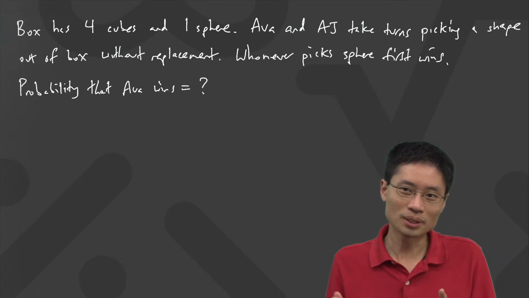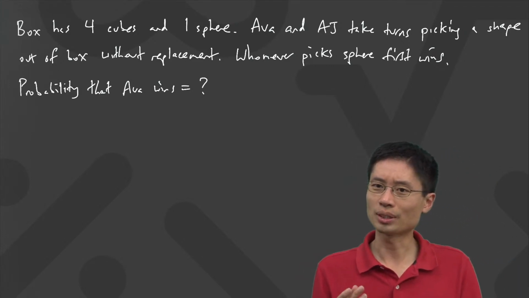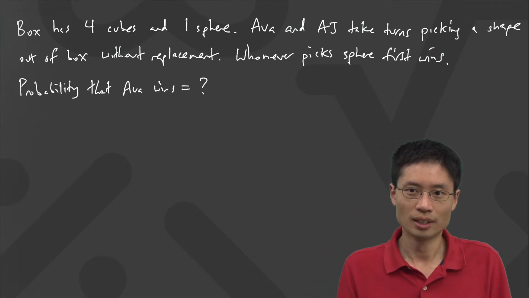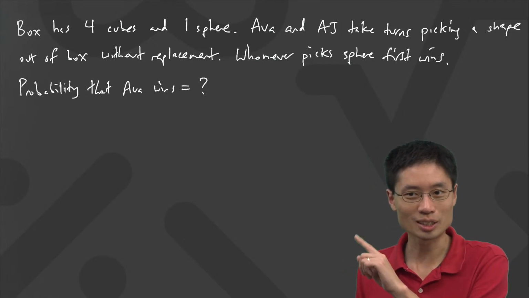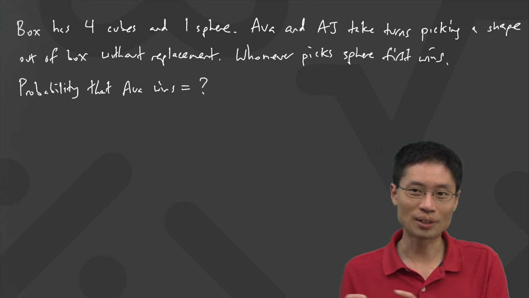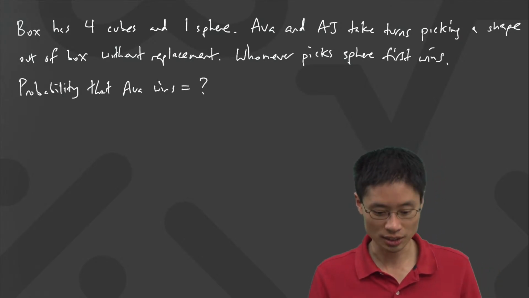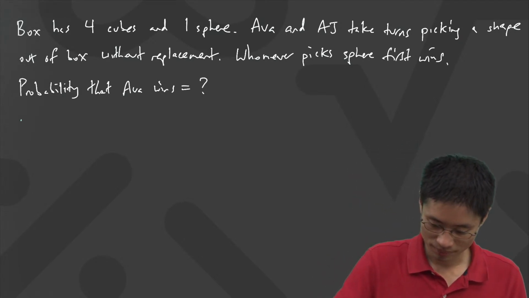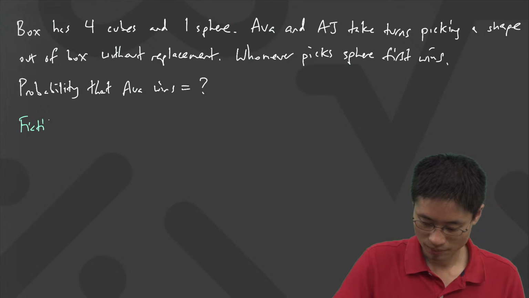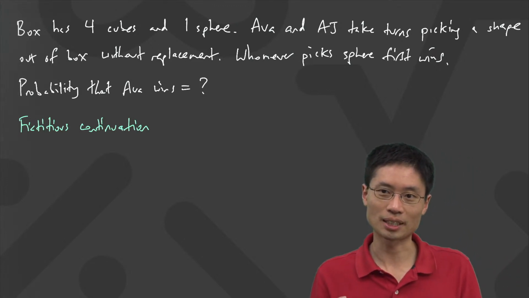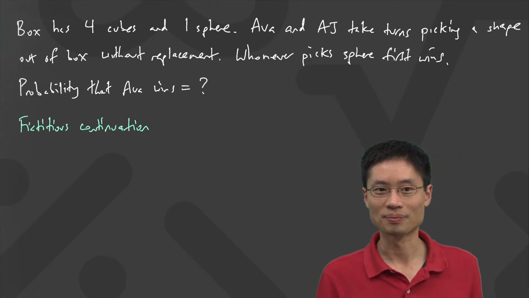Okay, well, when you look at something like this, it's like, what does this mean, pick the sphere first wins? There's only 1 sphere anyway. So this is neat. Okay, this is making me think that it would be a great chance here to teach about this concept of what's called fictitious continuation. You see, probability is a subject for which symmetry is really important.